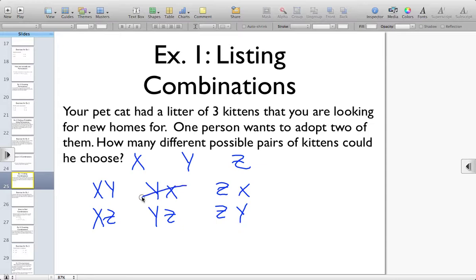This is a little bit different from that dice question we had on the exit ticket, where you wanted a 5 whether it was on the first dice or the second dice. It didn't really matter about the order. Here, we're just concerned about not counting the duplicate pairs. So ZX, we already have that taken care of, and ZY, we already have that taken care of. So there are 3 possible combinations of the kittens pairing up and going to their new home.